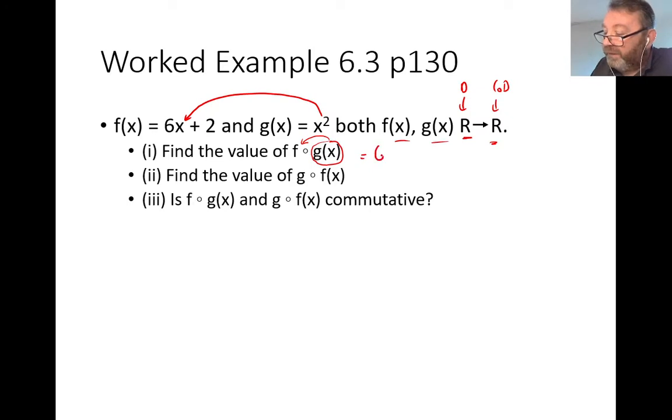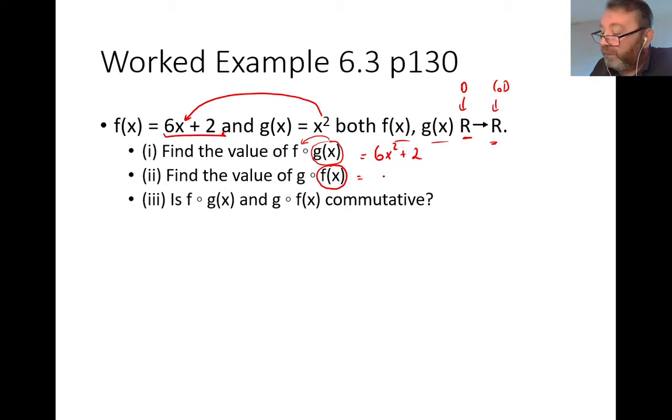I'm going to get 6x squared plus 2, which would be the major function from which both f and g are the smaller steps. Okay, try the next one. Find the value of g after f of x. Again, because the f has the bracketed x, we're going to take f of x, which this time is 6x plus 2, and we're going to place the entire 6x plus 2 in where x is in g.